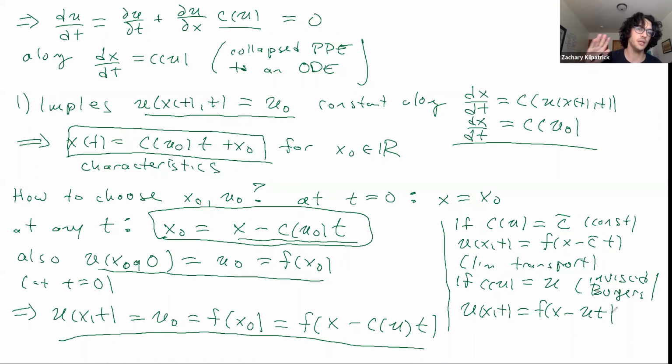This is just going to have to be an implicit solution, okay? But an implicit solution is better than no solution, okay? All right, so in the time that's left, let me just sketch out the general method of characteristics, okay?